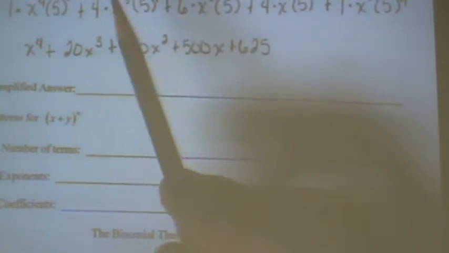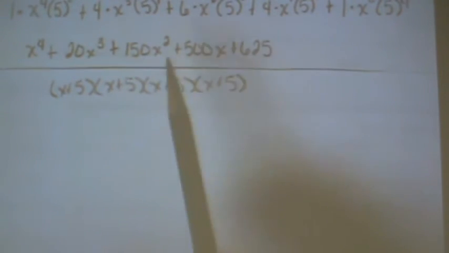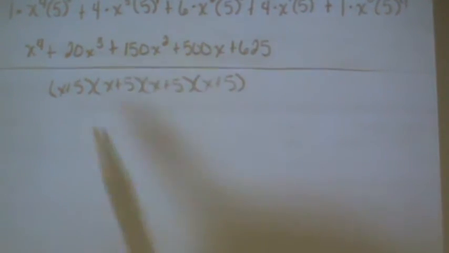And if you were doing this by hand, again, you would have x plus 5 times x plus 5 times x plus 5 times x plus 5. So wasn't this much quicker than doing this? So that's using Pascal's triangle.